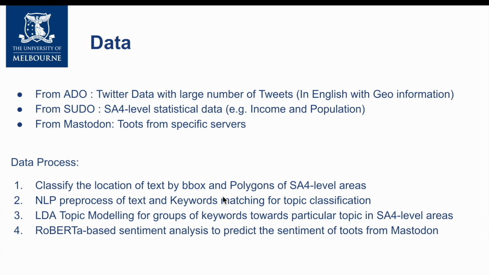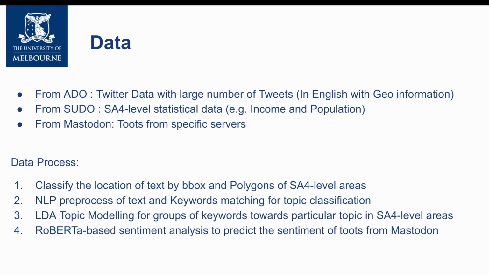The data we use mainly comes from three parts. From ADO, we exploit the content of tweets in English with geo-information. From SUDO, the SA4 level data such as income and population are used to explore any potentially interesting findings for each topic. From Mastodon, we gather the toots from particular servers and process them for the comparison between tweets and toots.